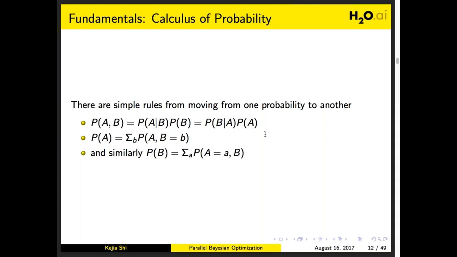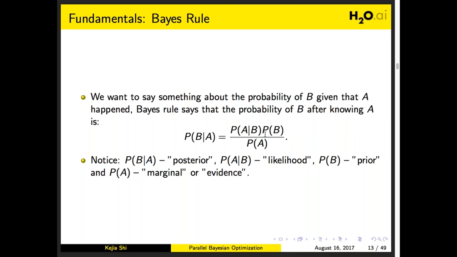So moving on to Bayes rule, which is like the really basics of Bayesian stuff. Now you want to say something about the conditional probability of B given that A happened. Bayes rule lets you say the probability of B after knowing A is P(B and A), when B and A happen at the same time, divided by P(A). So there are names for each of the terms.